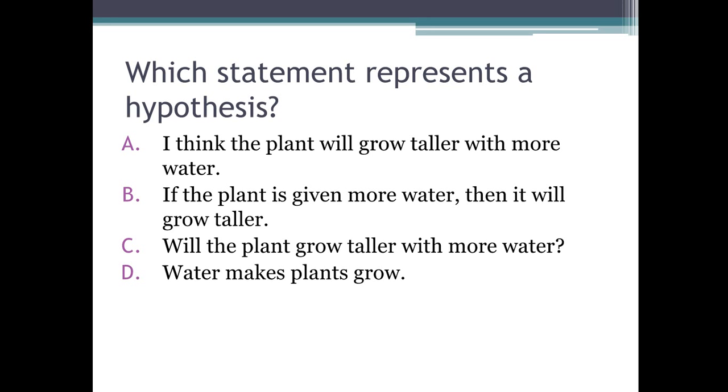And we see that B is the correct answer here. If the plant is given more water, then it will grow taller. We have our if-then statement. It has both our variables, and we can test this by giving a plant more water and seeing what the height is when it grows.